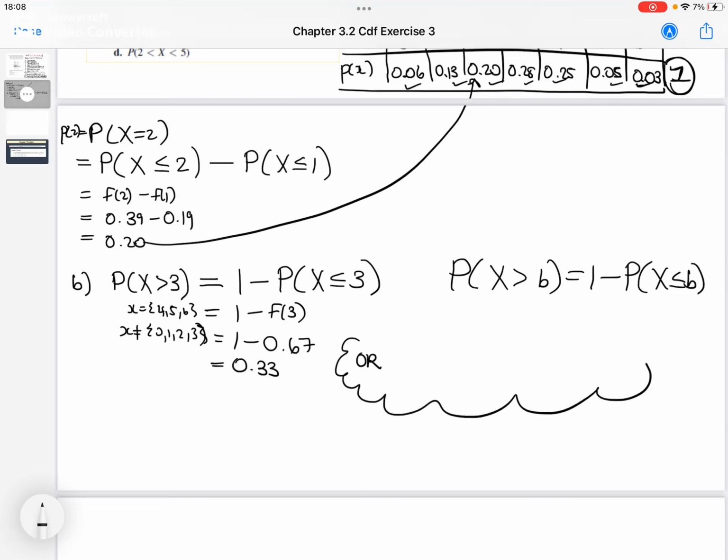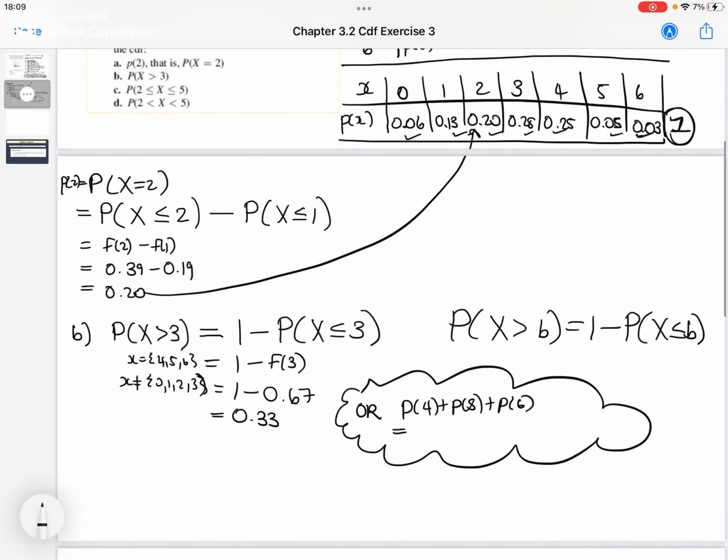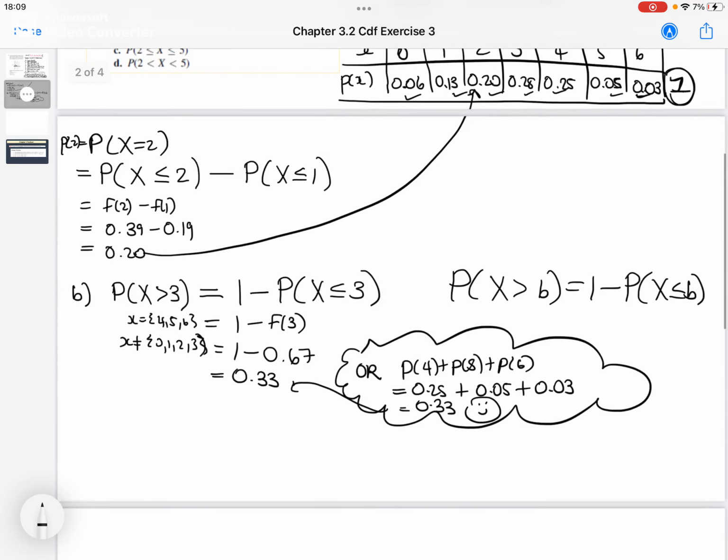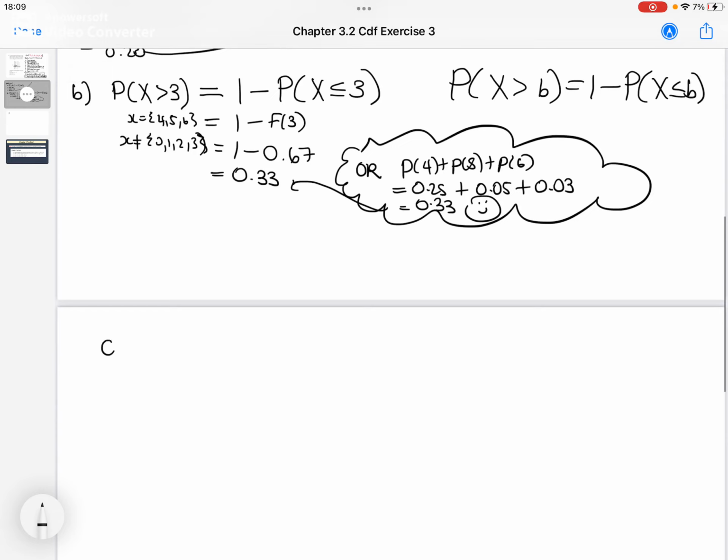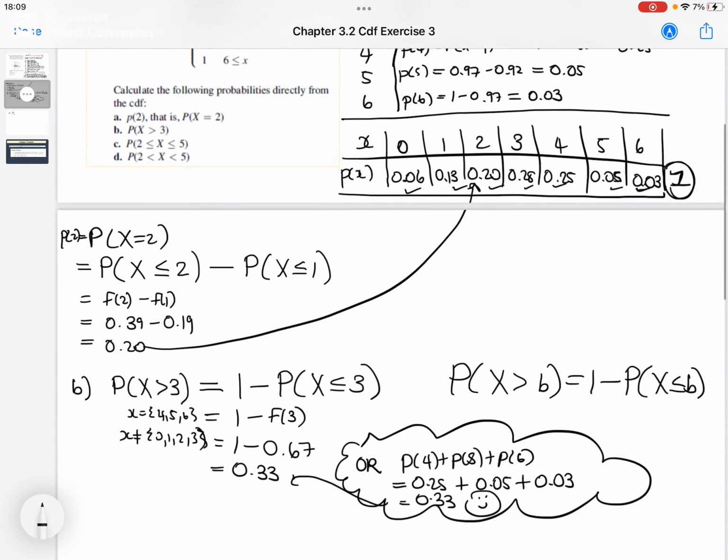So to verify for yourself, you could say it's P4 plus P5 plus P6, that is equal to 0.25 plus 0.05, which is 0.3, plus 0.03, which is 0.33. Are these answers the same? Yes, they are. Cool.